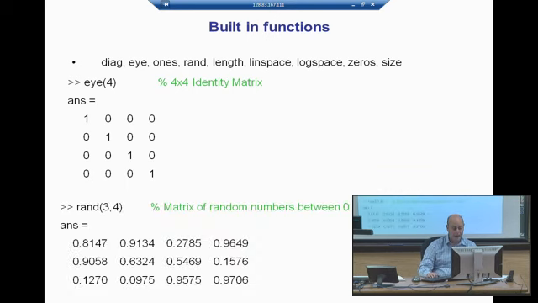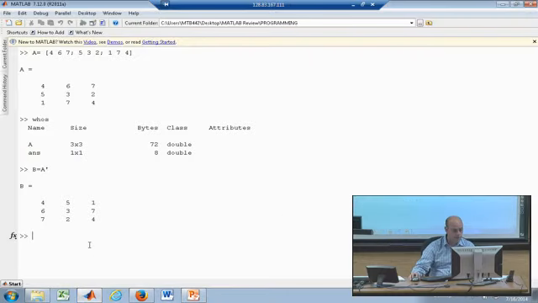Here's one I really like, the rand command. That's a random number generator. So this creates a matrix of 3 rows and 4 columns. Let's do it. Let's do C is equal to rand of 3, 4.